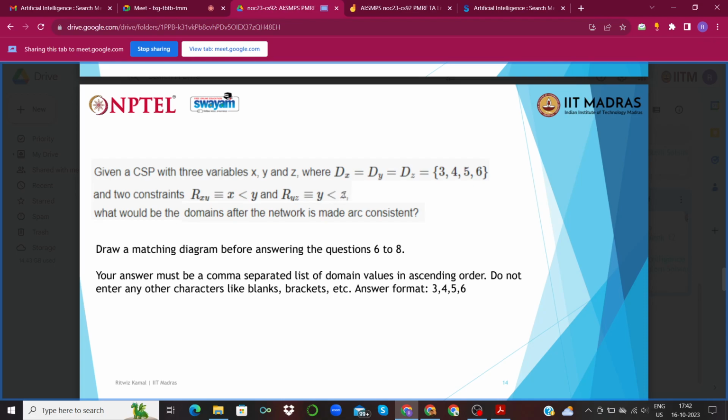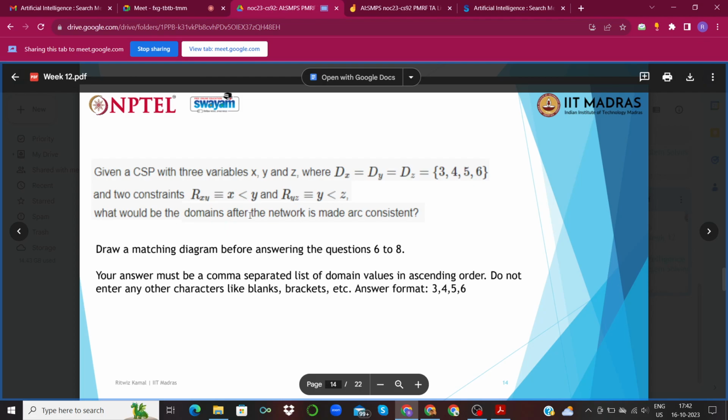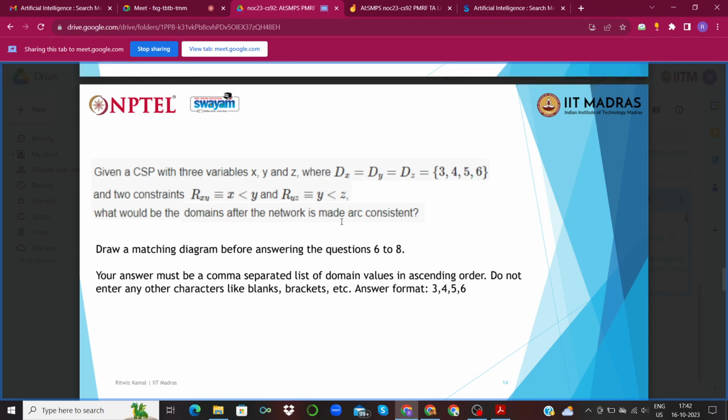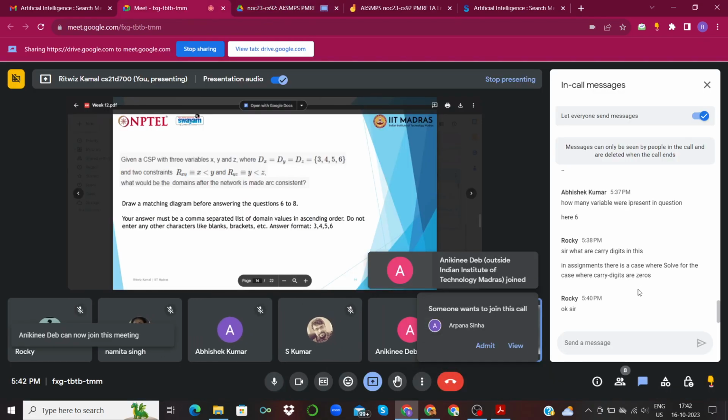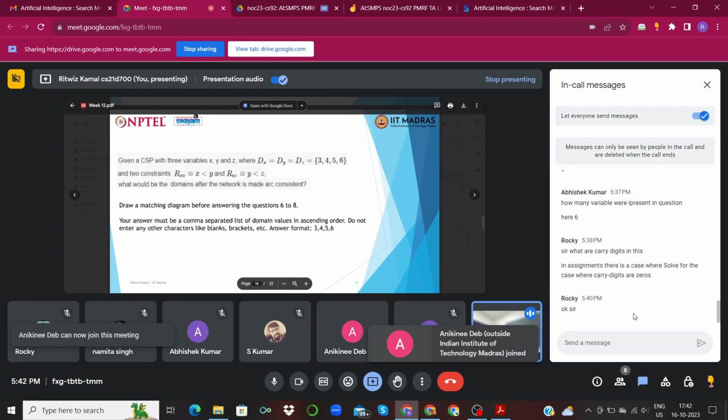What we have to do is find what the domains would look like after the network is made R consistent. We also have to draw a matching diagram because that will help us find the solution, and then we have to write our answers in a particular fashion. So I'll give you a couple of minutes to go through the question that is given, and you can try to solve it. Then after a couple of minutes we can have an in-depth look at the solution or how to solve this particular problem.